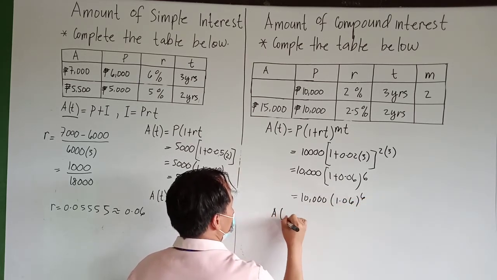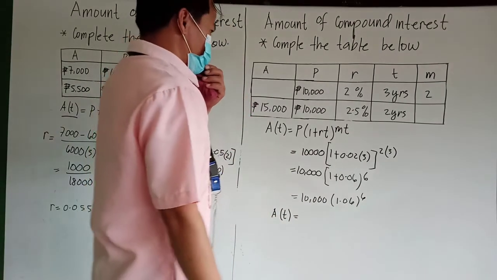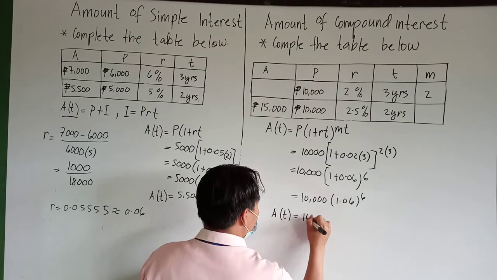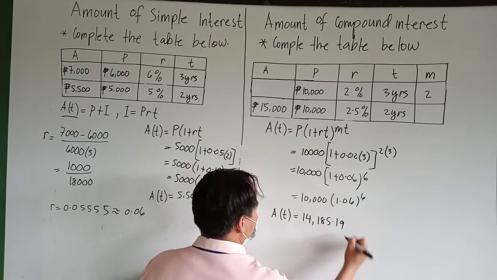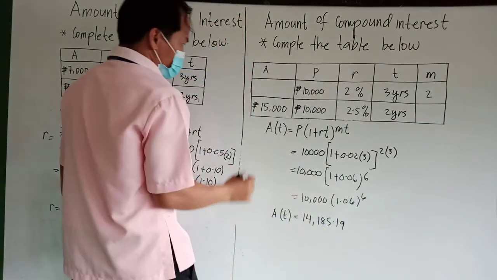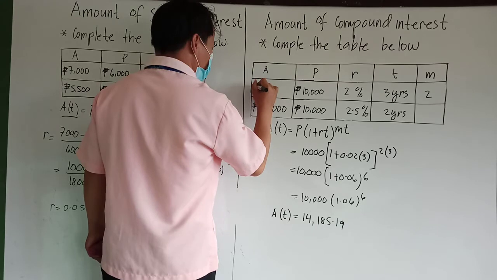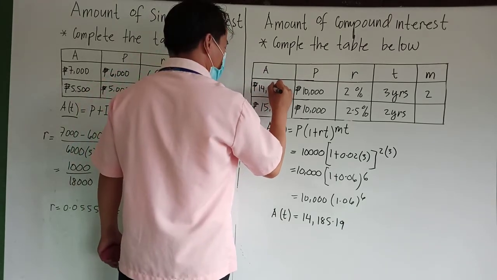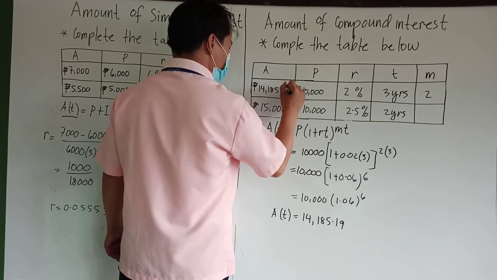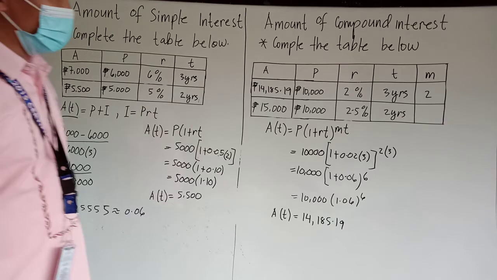Therefore, using our scientific calculator, our A of T now is equivalent to 14,185.19. Okay? So that will be our answer for the first one. Okay? We have 14,185.19. Okay?